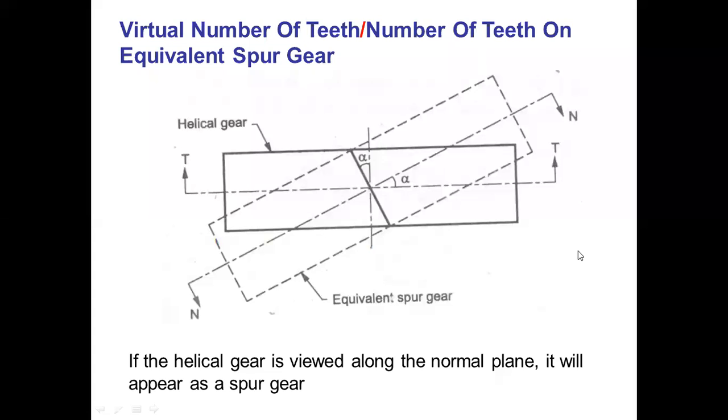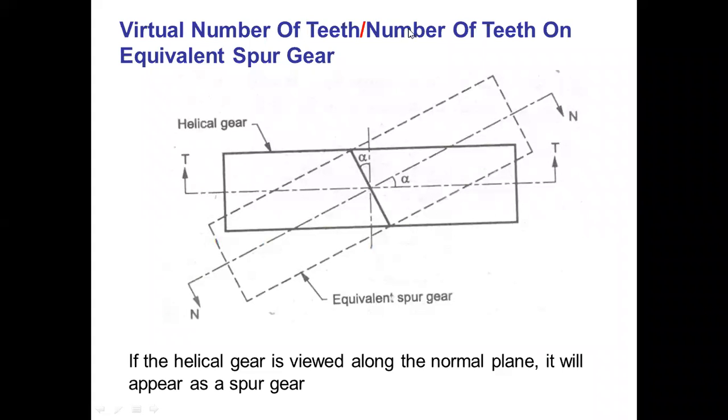In the last session, we discussed the helical gear. What is the helical gear? Which terminologies are used in a helical gear? What are the advantages and disadvantages of the helical gear? And we saw some terminology related to the normal pressure angle, transverse pressure angle, transverse module, and normal module. These terms we discussed in the last session.